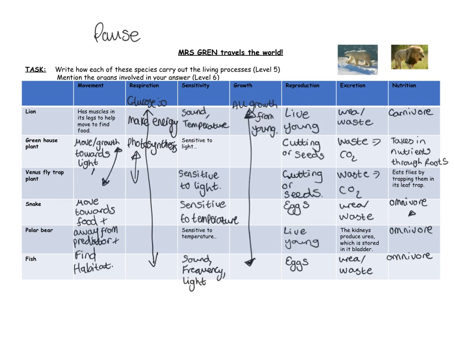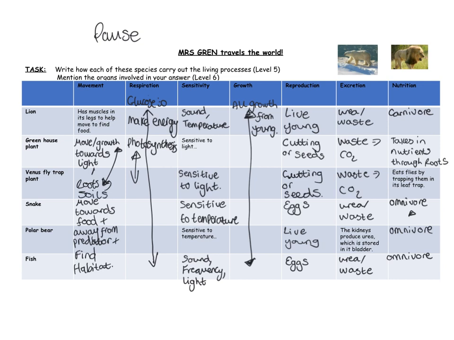Hopefully you've had a bit of a go at this and tried to work out examples. It says explain how each of these species carry out the living processes, mention organs. Most of them I haven't mentioned organs, but I think you will have done quite well. Lion has muscles in its legs to help it find food. I've put with greenhouse plants and Venus flytraps, they move and grow towards the light. Another thing you could have written about, they also have roots that grow downwards towards the soil to collect nutrients. Snake will move.